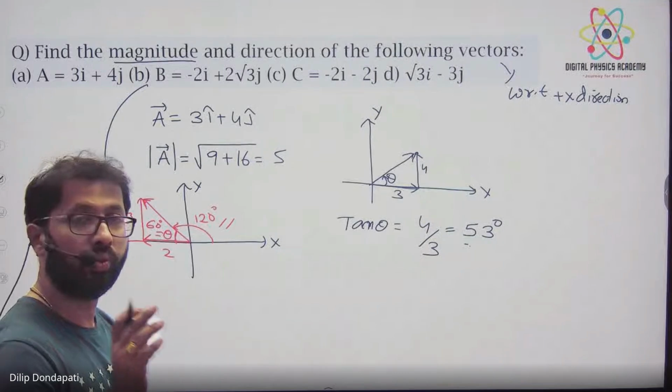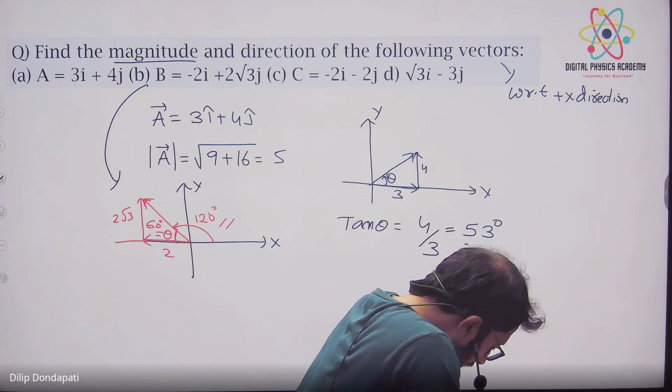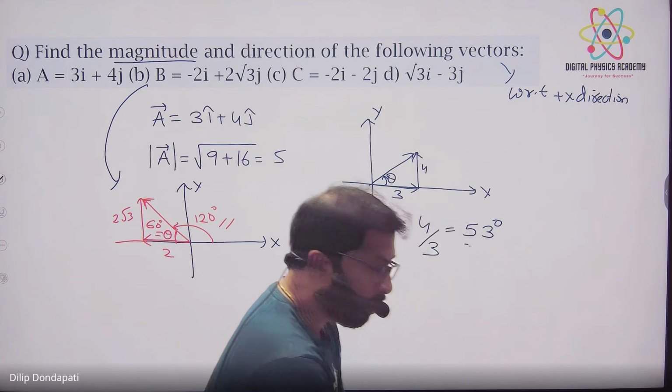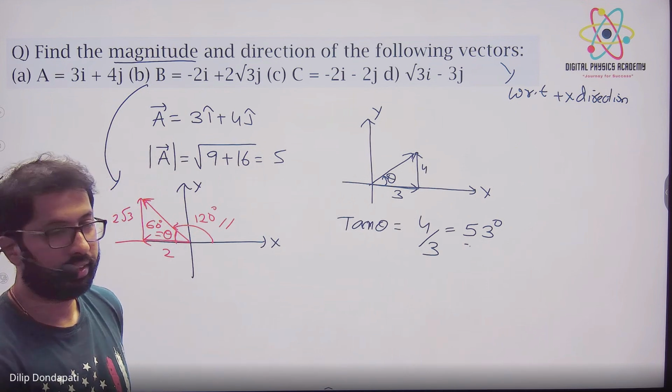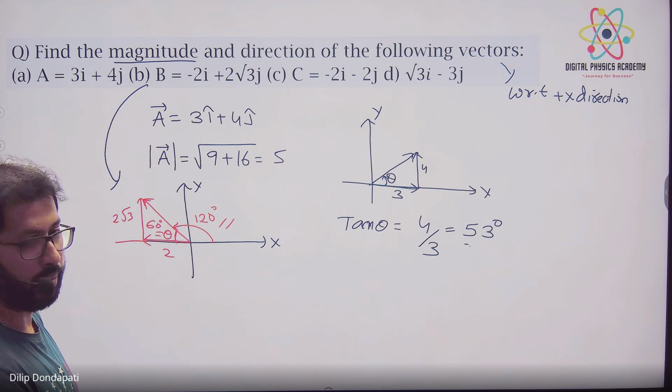So for the C vector, is the magnitude 2 root 2, like root 8, and theta is 135? Root 8 you got, right? Root 8, so 2√2. And the theta is 135. No, wrong. Draw the diagram. Check the angle. How much is it? -2 i cap, -2 j cap.